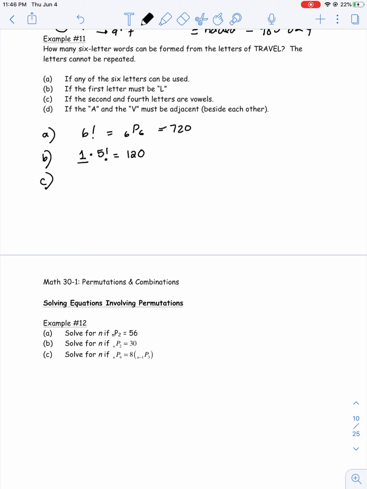C, we have if the second and fourth letter are vowels. So 1, 2, 3, 4, 5, 6. I sometimes like to write these spaces out to help me see visually what it looks like. So vowels will be the letters A, E. So the second and the fourth letter are vowels. It's just like how it is right now.